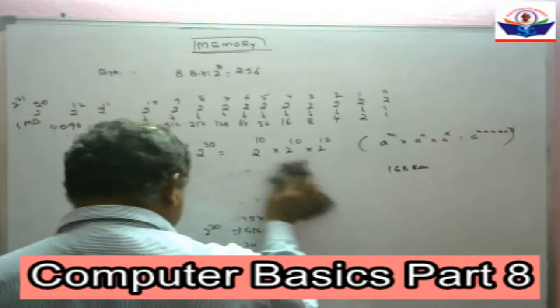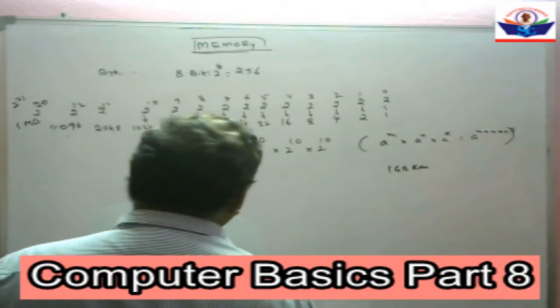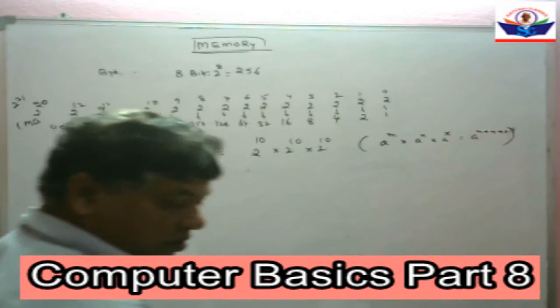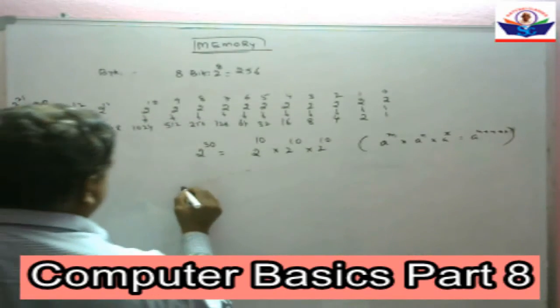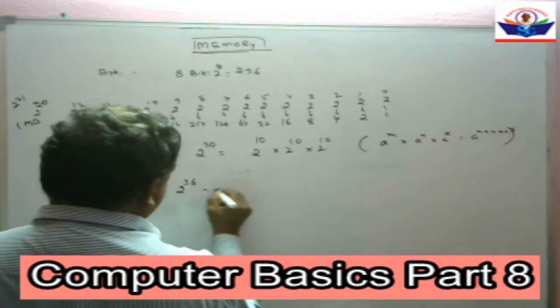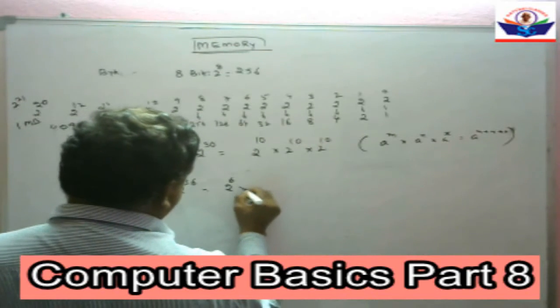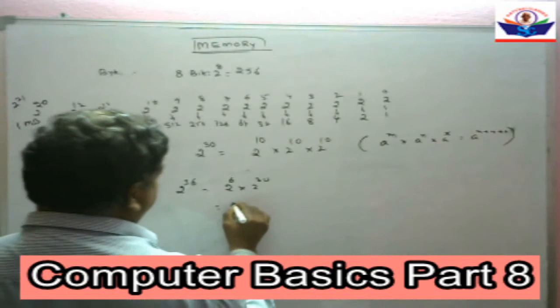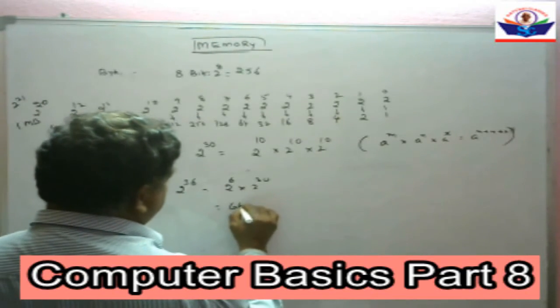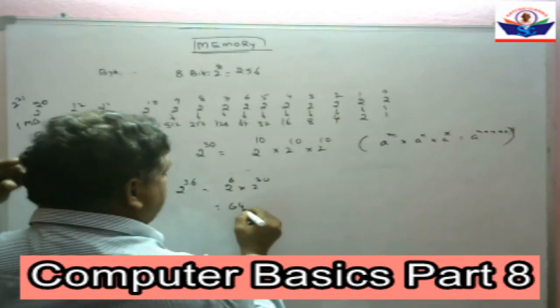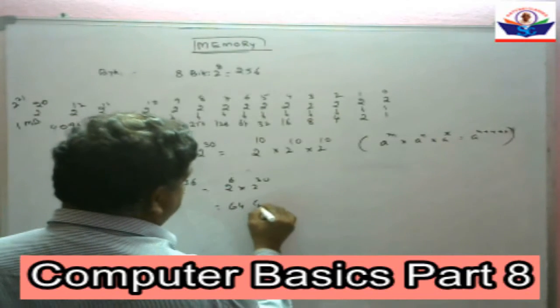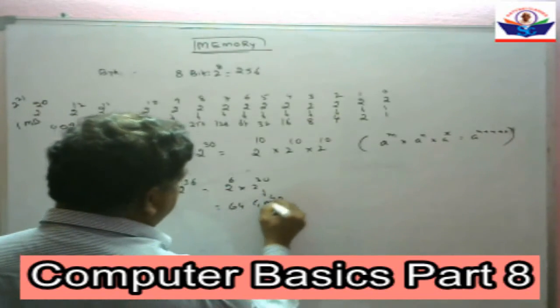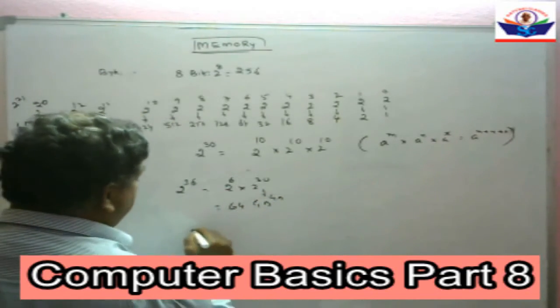Now, 2 to the power of 36 is equal to 2 to the power of 6 into 2 to the power of 30. 2 to the power of 6 is equal to 64. So 64 GB. 2 to the power of 30 is equal to GB.